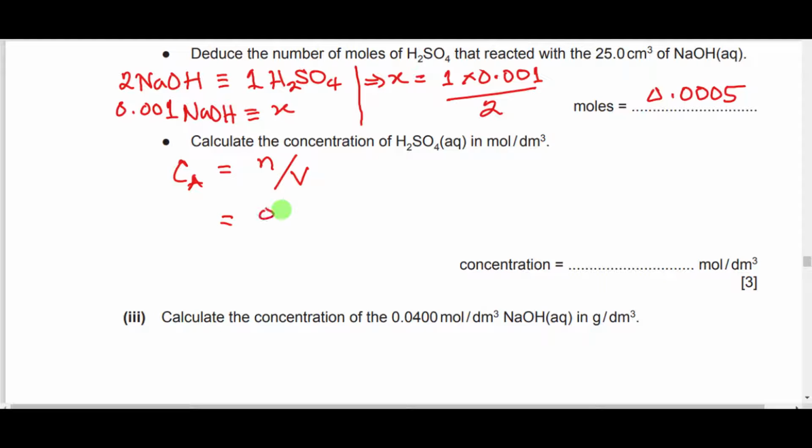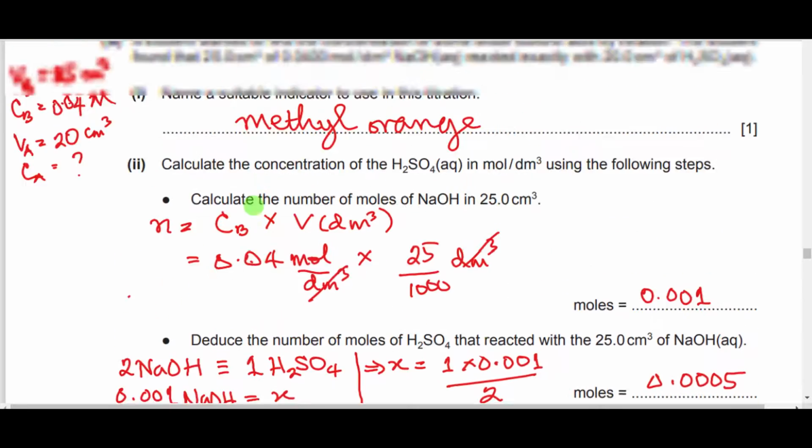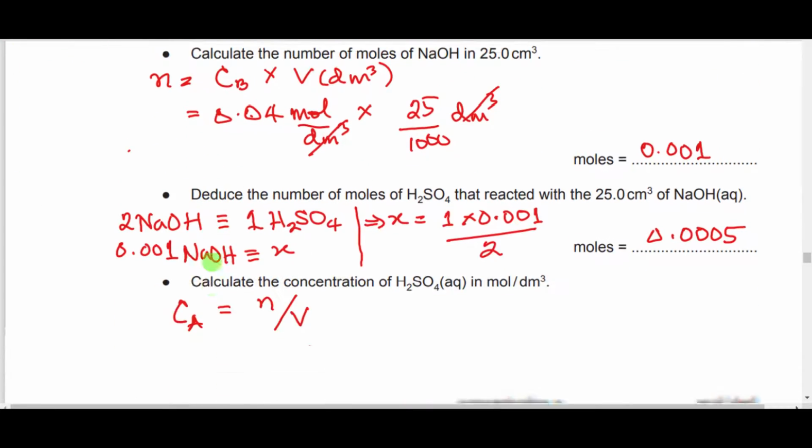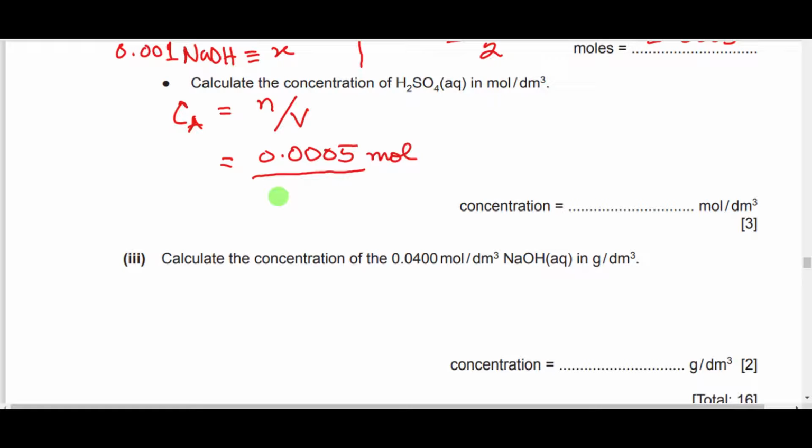So what's the number of moles that we calculated here? That's 0.0005 mole, all over the volume of the acid, 20 cm³. 20 cm³ in dm³ would be 20 over 1000. So if 1000 goes up, that is 0.5 over 20, which is 0.025 moles per dm³. So the concentration of H2SO4 is 0.025 moles per dm³.